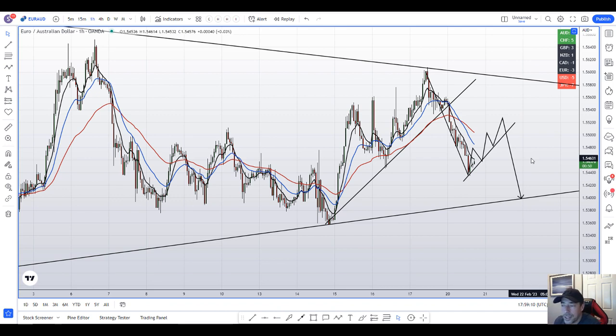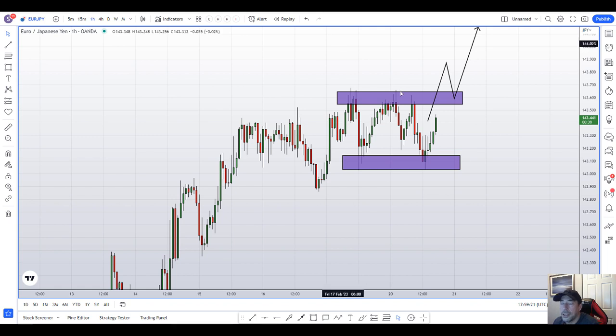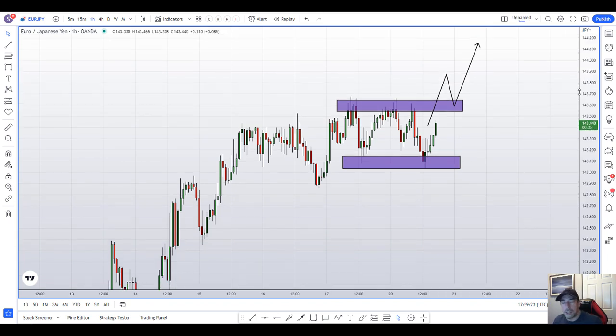You've just got to figure out as a trader how you are going to trade the market, what works for you, etc. So Euro Aussie shorts, but wait for a correction. Euro Yen, on the bigger time frame, bigger picture longs, but at the moment we are in a consolidation, so looking for this to test 143.60 and then we wait, see if it breaks out, or whether we reject and maybe come back into 143.10.